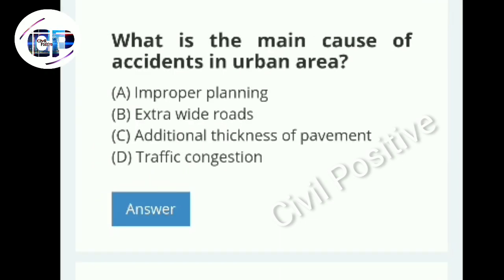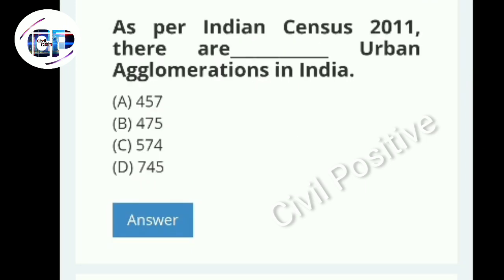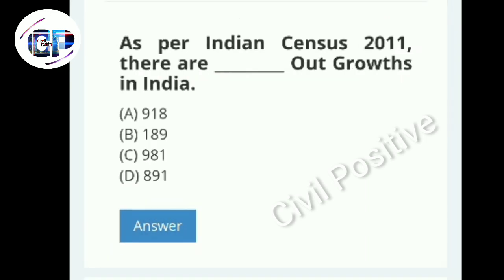What is the main cause of accidents in urban areas? First, improper planning. Second, extra wide roads, additional thickness of pavement, or traffic congestion. Answer A, improper planning. As per Indian Census 2011, there are dash urban agglomerations in India: 457, 475, 574, 745. Answer B, 475.